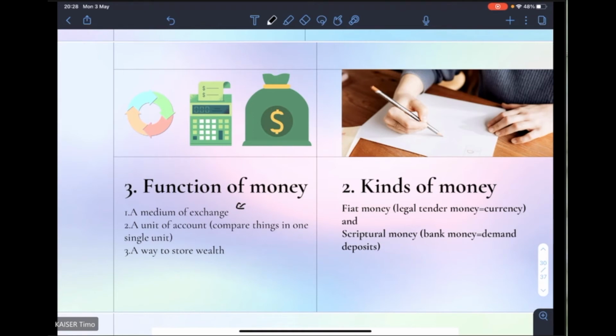Then we have two different kinds of money. On one side, we have fiat money, which would be the legal money, the currency that we have, so the coins and notes that we all have. And we have the scriptural money, which would be the bank money and the money on the deposits. Okay, that's just theory. You have it on the slides.